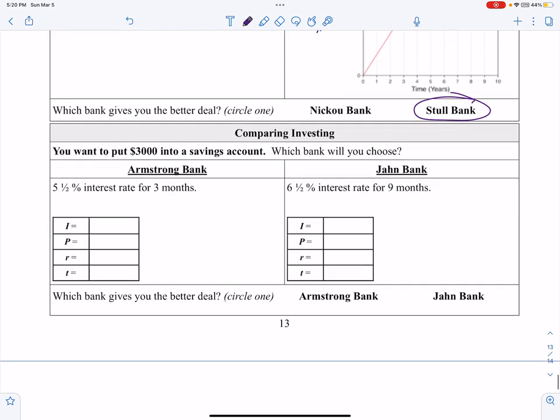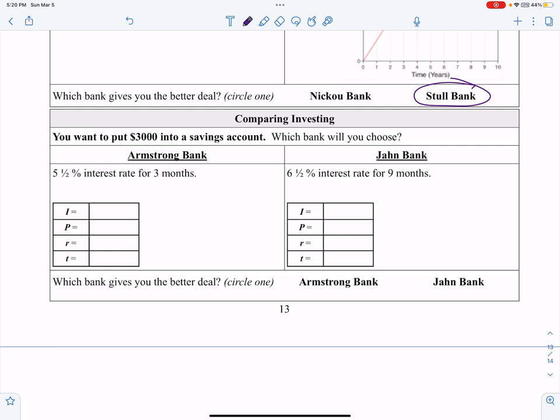Okay. Let's go ahead and compare investing now. Now we're looking at which one we actually get the most interest earned or simple interest at the end. So let's look at our information here. You want to put $3,000 into the savings account. So this is my principal, that original amount I'm putting in. We have our interest rate, which I'm going to represent as 5.5%. There's my years or my time. Okay. And my rate, like we said. And let's go ahead and fill out our information here.